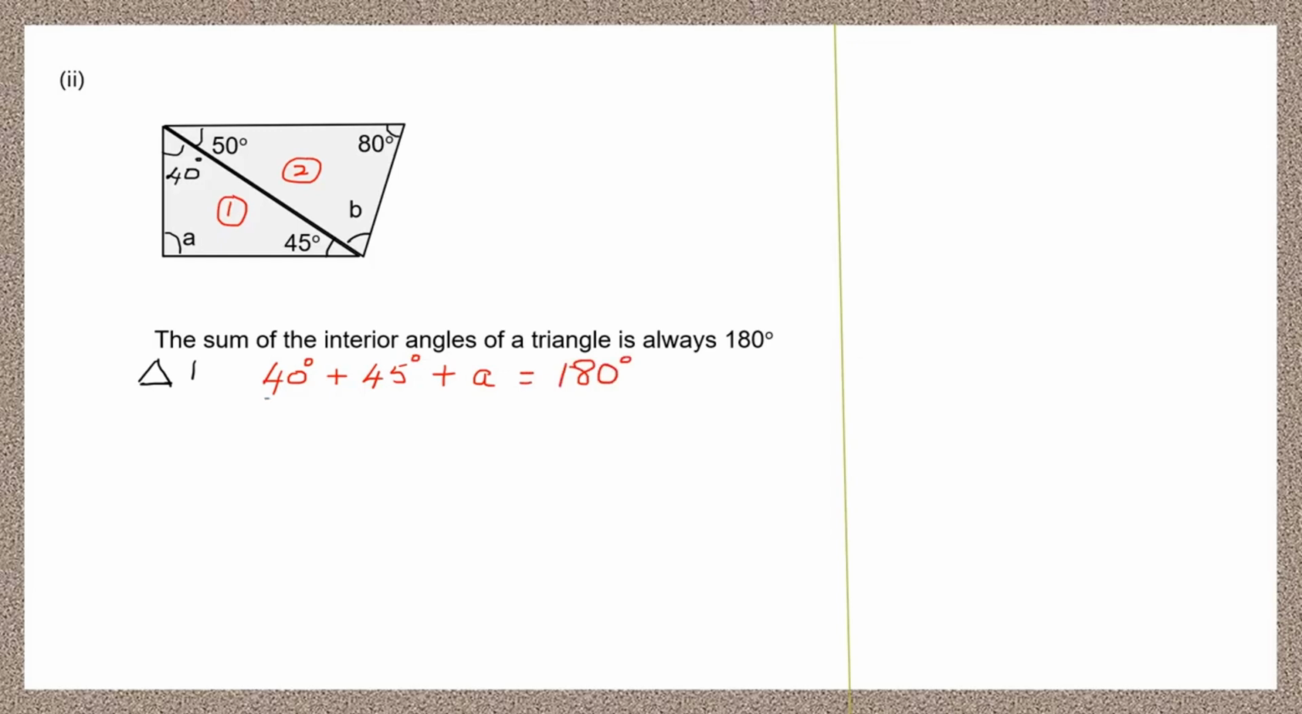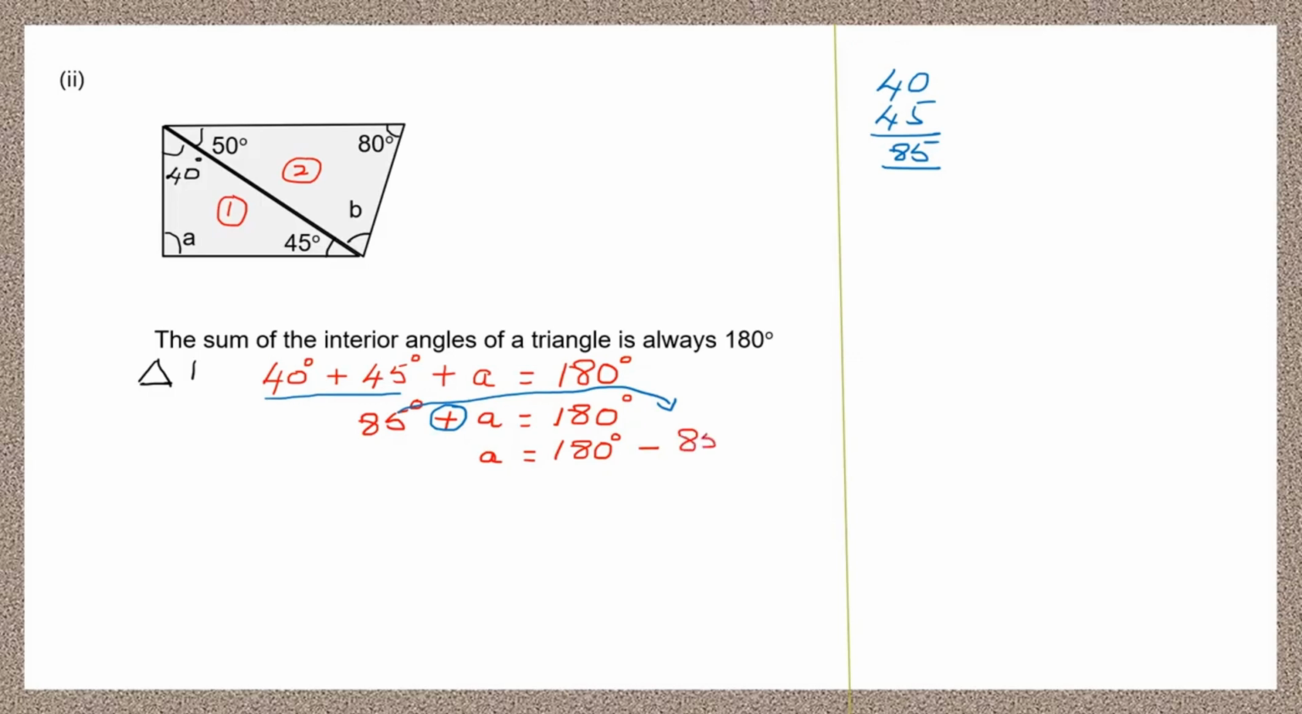Okay, so now let's add up 40 plus 45. 40 plus 45, 5, 4 plus 4 is 8. So here we get 85 degrees plus A is equal to 180 degrees. Now the unknown angle A, I'm leaving it on the left hand side. What is on the right side, I'm leaving it there as it is. I'm going to move 85 degrees from the left hand side to the right hand side. And my operation here, which is addition, will now change to subtraction. So 180 degrees minus 85 degrees.